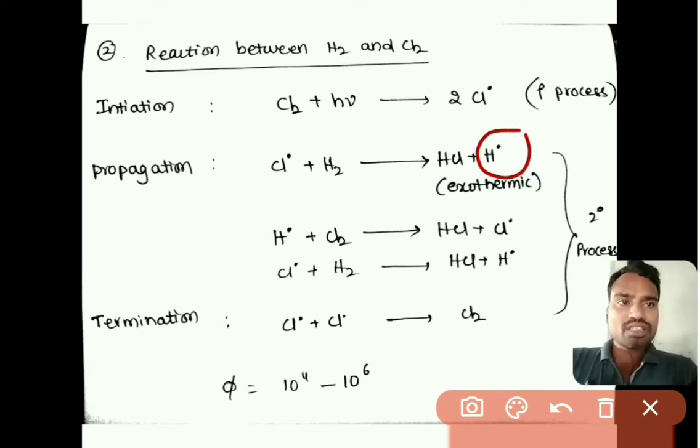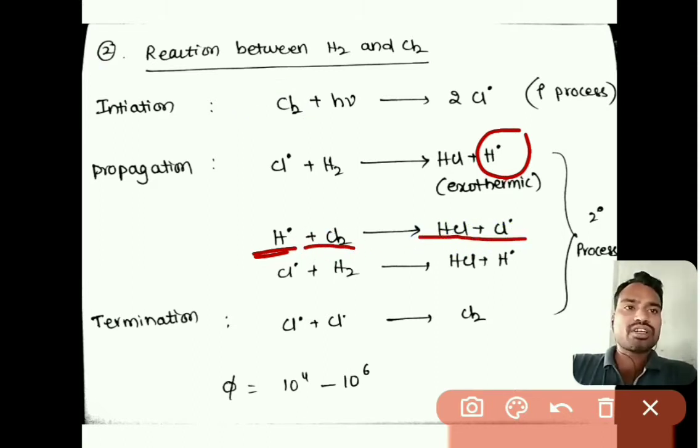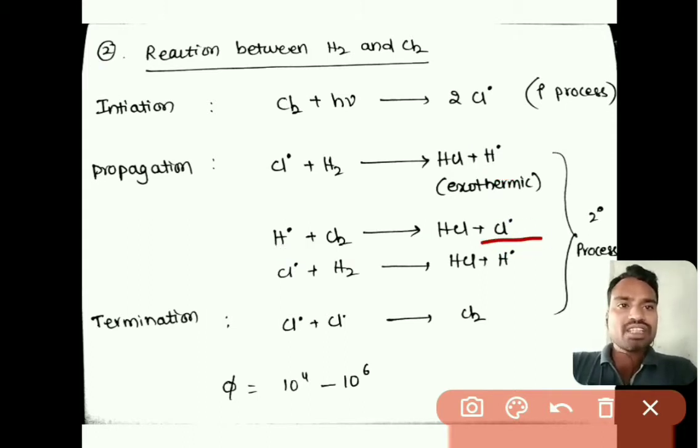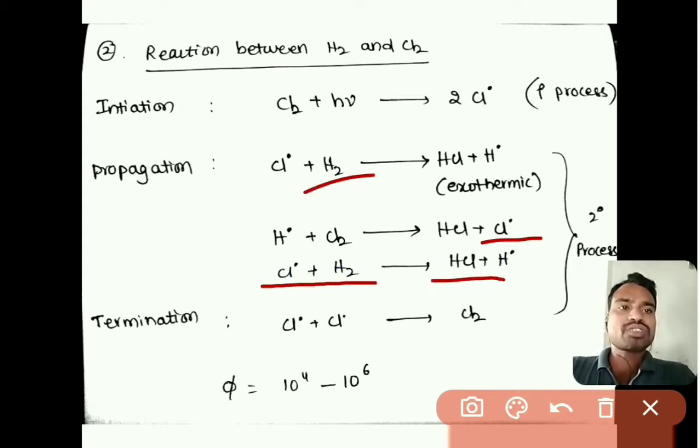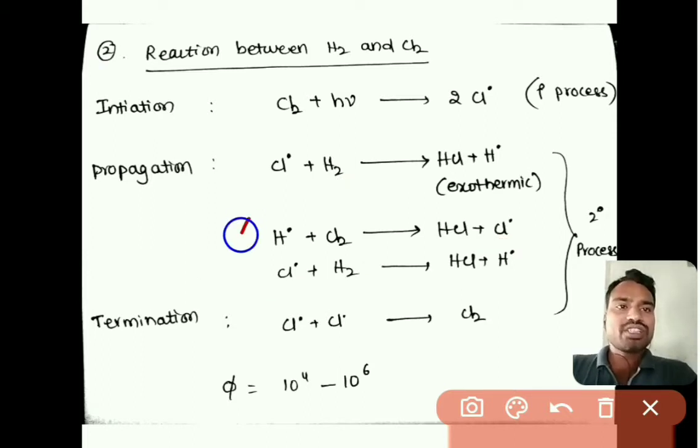The H dot which is formed here is reacting with another reactant molecule Cl2, and that forms HCl plus Cl dot, right? So here again this Cl dot is reacting with another reactant molecule, that is H2, and it forms HCl plus H dot. Again this is an exothermic reaction, so this reaction continuously takes place.